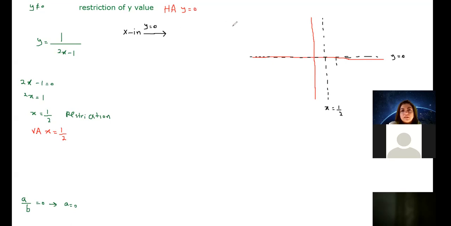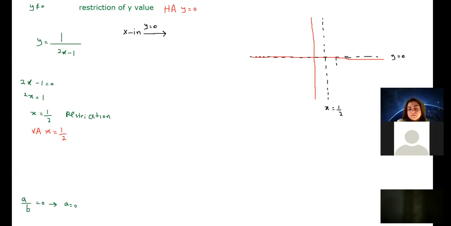Y equal to 0 is a line, is a horizontal line. See, I put it there. And for vertical asymptote, x equal to 1 over 2. So this is line of x equal to 1 over 2. The graph never passed these two lines. Did you understand, Brian? Yes. Okay. I'm going to continue to find x-intercept. For x-intercept, you need to put y equal to 0, right? Can we have that? No.